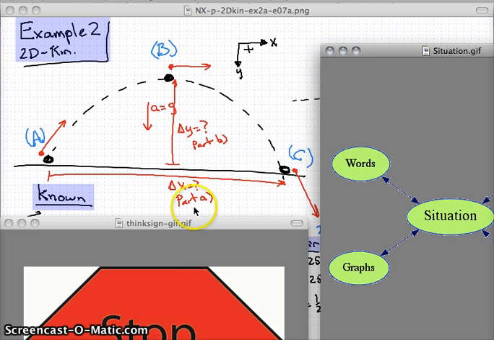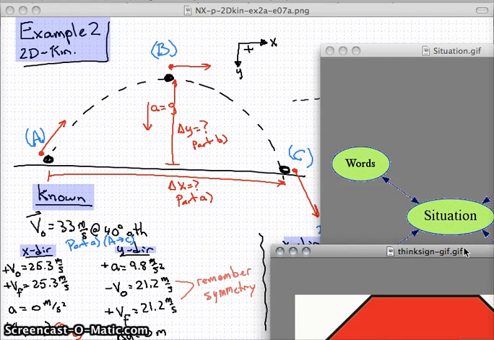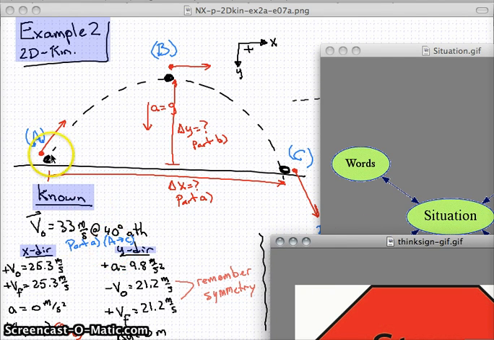All right, so let's see what I've done here for knowns. Looks like for part A, I'm dealing with snapshot A over to snapshot C. So the knowns that you're going to see here are reflective of those two things. In the x direction, my initial velocity, or original velocity, is 25.3 meters per second. And you might ask yourself, how in the world did I get 25.3 meters per second from the initial velocity of 33 meters per second?